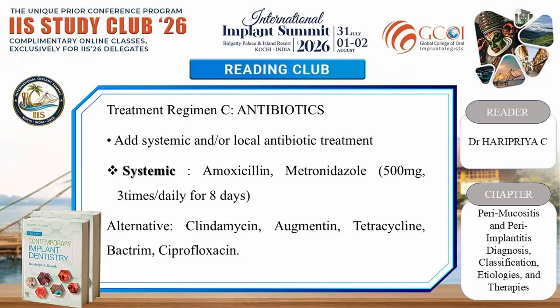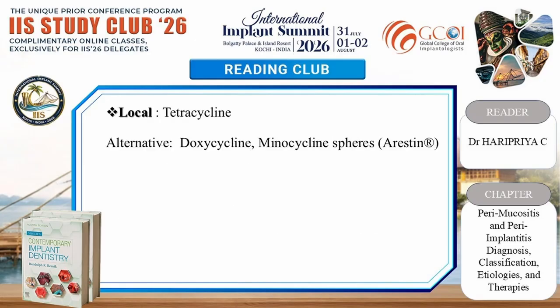Treatment regimen C, antibiotics. Add systemic or local antibiotic treatment. Systemic: amoxicillin, metronidazole 500 mg 3 times daily for 8 days. Alternatives: clindamycin, Augmentin, tetracycline, Bactrim, ciprofloxacin. Local: tetracycline. Alternatives: doxycycline, minocycline spheres or Arestin.